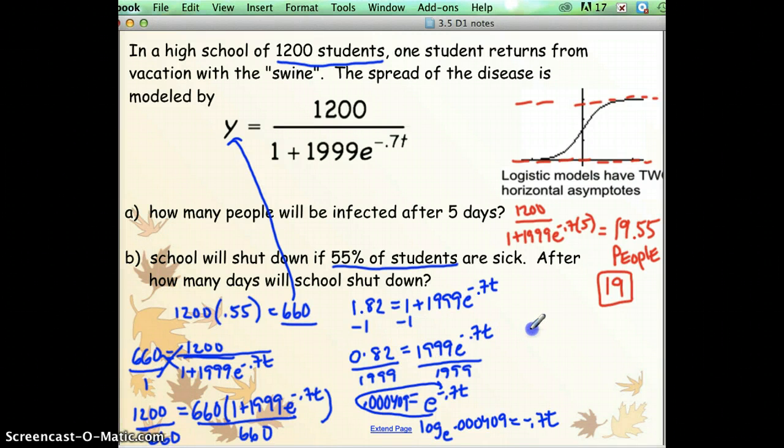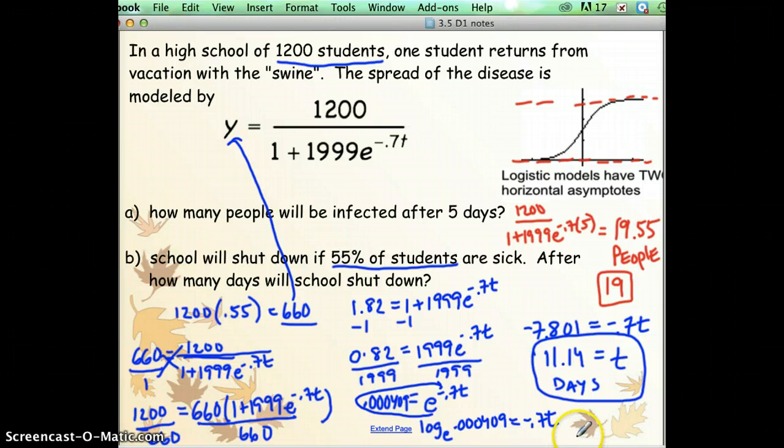and I get negative 7.801 ... there's more to it. And now to get time alone, I have to divide by negative 0.7. And I get 11.14 for time. And time is in days. So in 11.14 days, they're going to have to close the school because then 55% of the students would be sick.